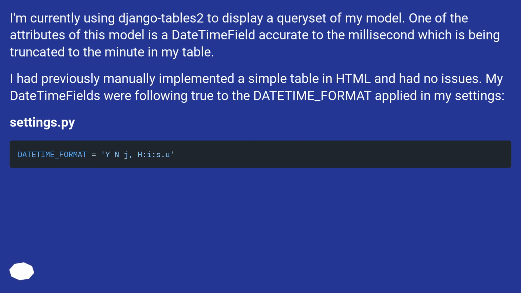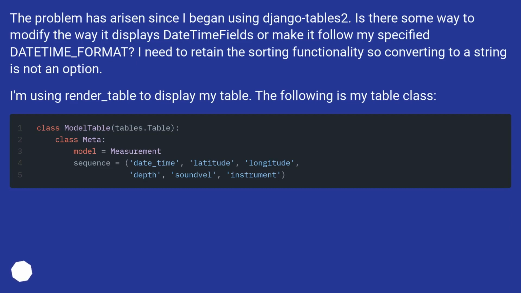I had previously manually implemented a simple table in HTML and had no issues. My datetime fields were following true to the DATETIME_FORMAT applied in my settings.py. The problem has arisen since I began using django-tables2. Is there some way to modify the way it displays datetime fields or make it follow my specified DATETIME_FORMAT?